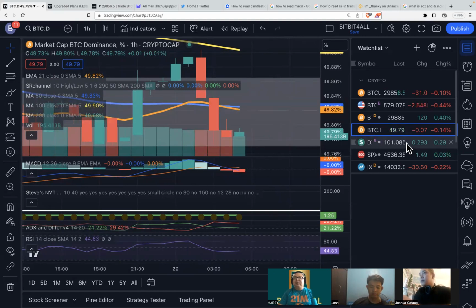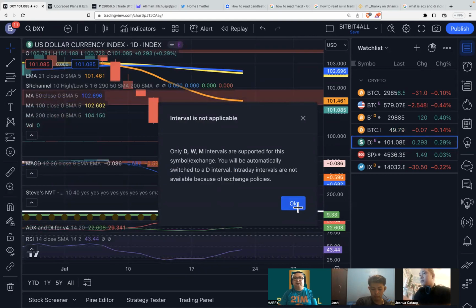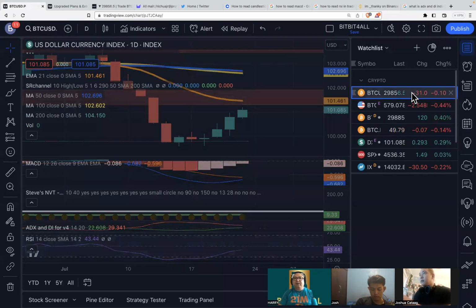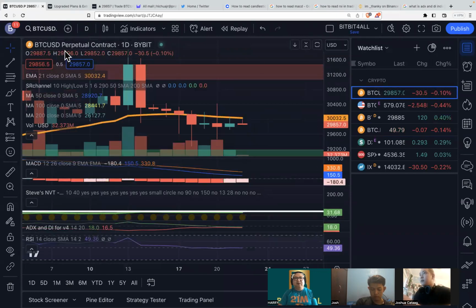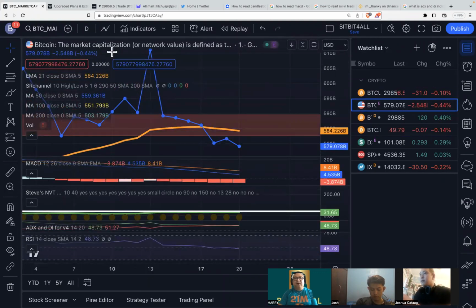And then meron din akong DXY. DXY is the US dollar currency index. Okay, so ipakita ko lang ha. So BTC USD perpetual Bybit, i-add nyo yan sa watchlist ninyo. Bitcoin market capitalization, Bitcoin only.